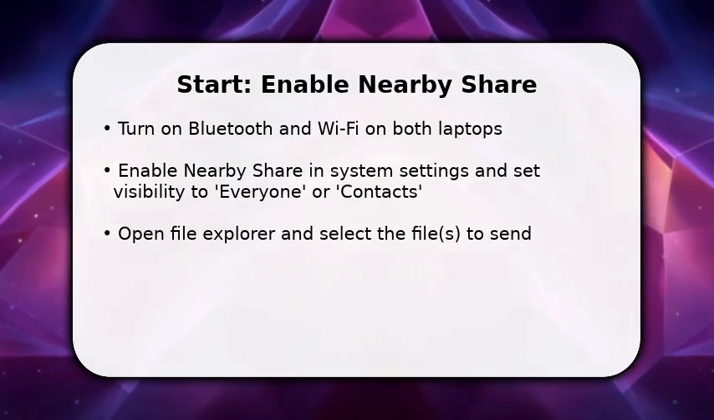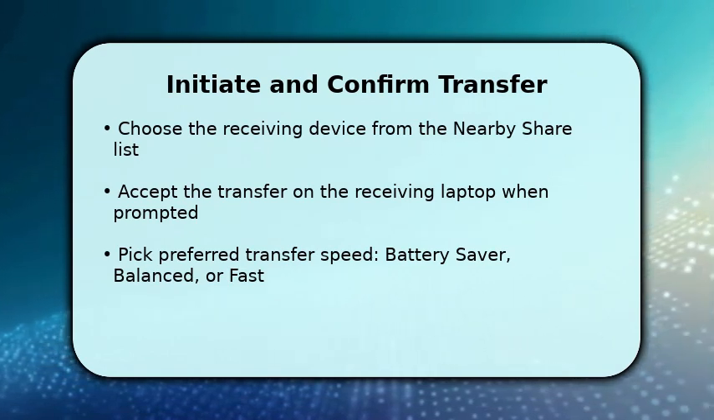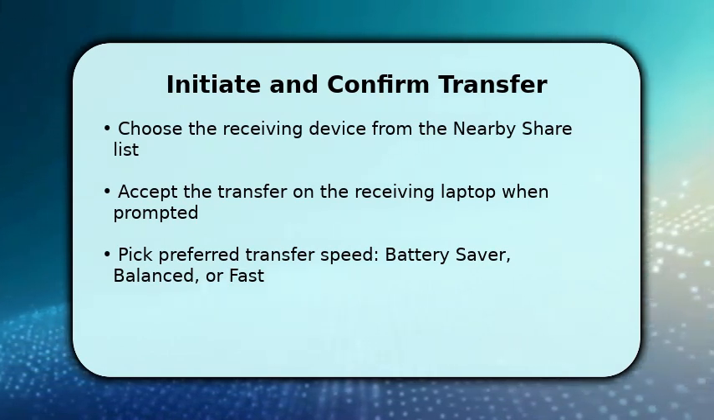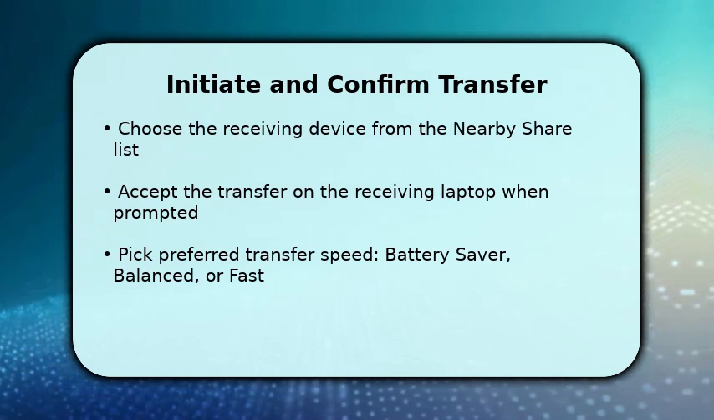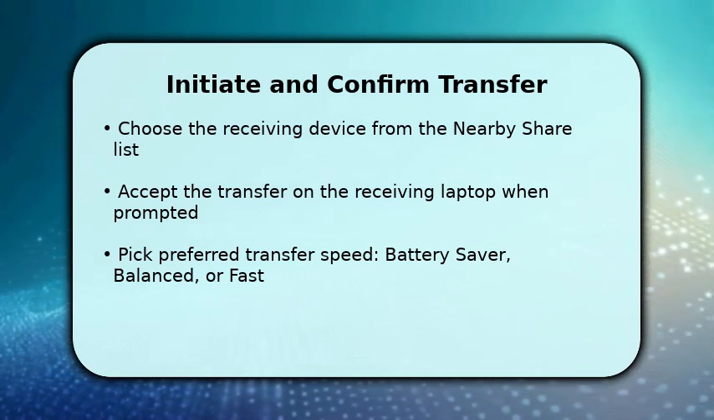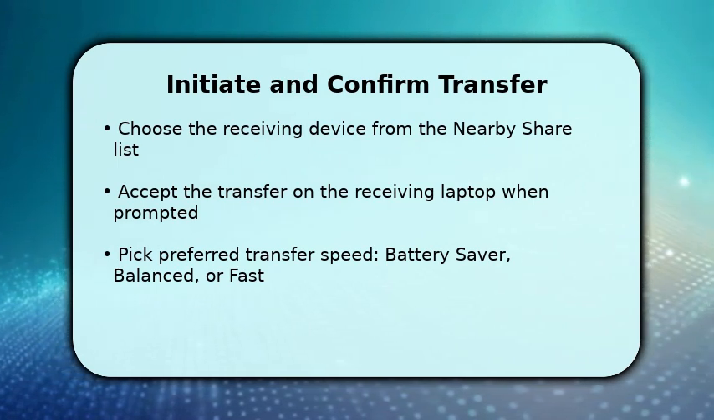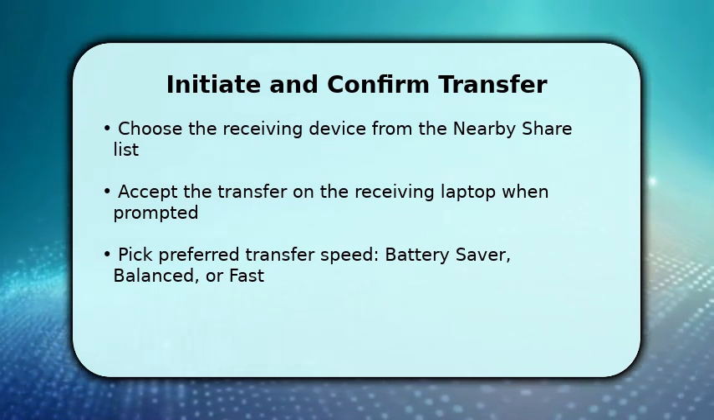With the file selected and Nearby Share open, pick the receiving laptop from the visible device list. Names show with signal strength. You'll see a pairing prompt on the other machine. Have the person accept. Make sure to select the transfer mode: battery saver for low power, balanced for normal use, or fast for quickest transfer over Wi-Fi direct.